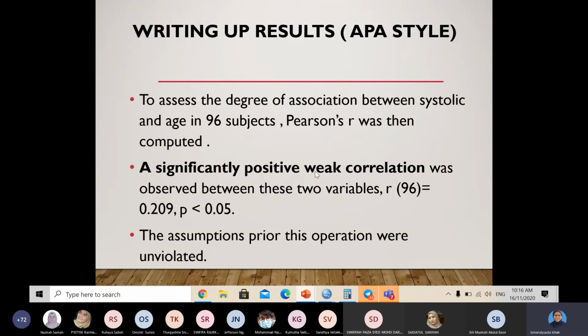Significant, positive, weak correlation. So there are 3 or 4 pieces of information here. Significant, from the P. Positive, there's a positive sign before the R value. Weak, this is from the value of R itself. Correlation, from the R means correlation. So 4 items was observed. Okay, assumptions were unviolated.